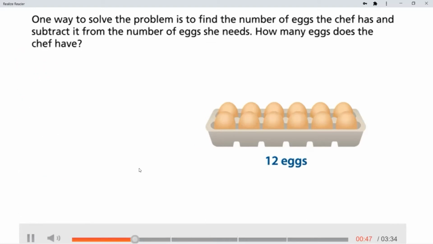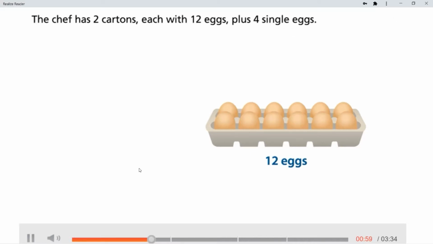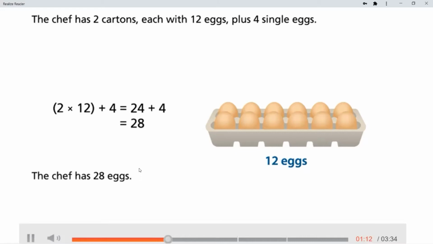One way to solve the problem is to find the number of eggs the chef has and subtract it from the number of eggs she needs. How many eggs does the chef have? The chef has 2 cartons, each with 12 eggs, plus 4 single eggs. 2 times 12 plus 4 equals 24 plus 4, which equals 28. The chef has 28 eggs. How many more eggs does she need?